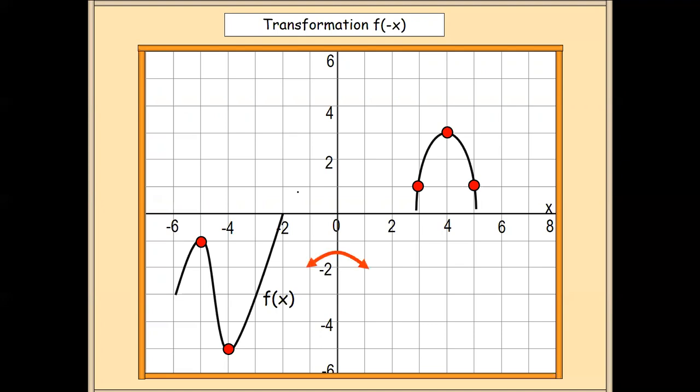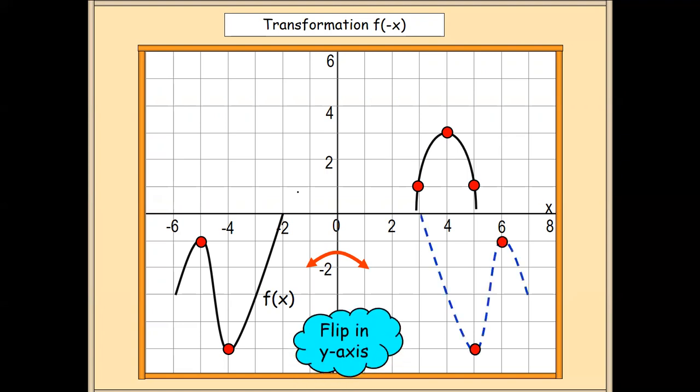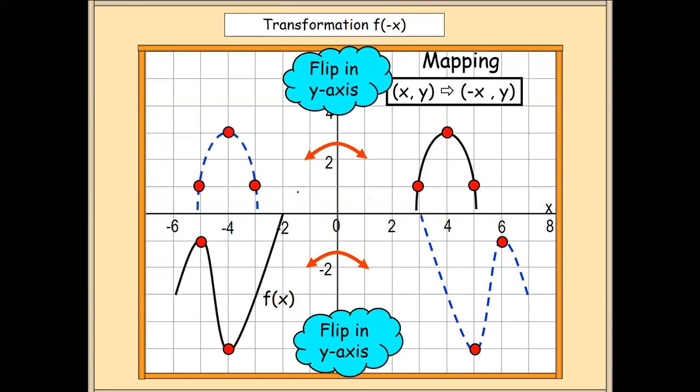So this point here on -5 will be the same point, but on the +5. Flip in y-axis, put a few points to help you, and just redraw it. This one again, we're going to flip it on the y-axis, and it's going to come in here. Flip in y-axis. +3 becomes -3, +5, -5, +4, -4. And that's what we call f of minus x.